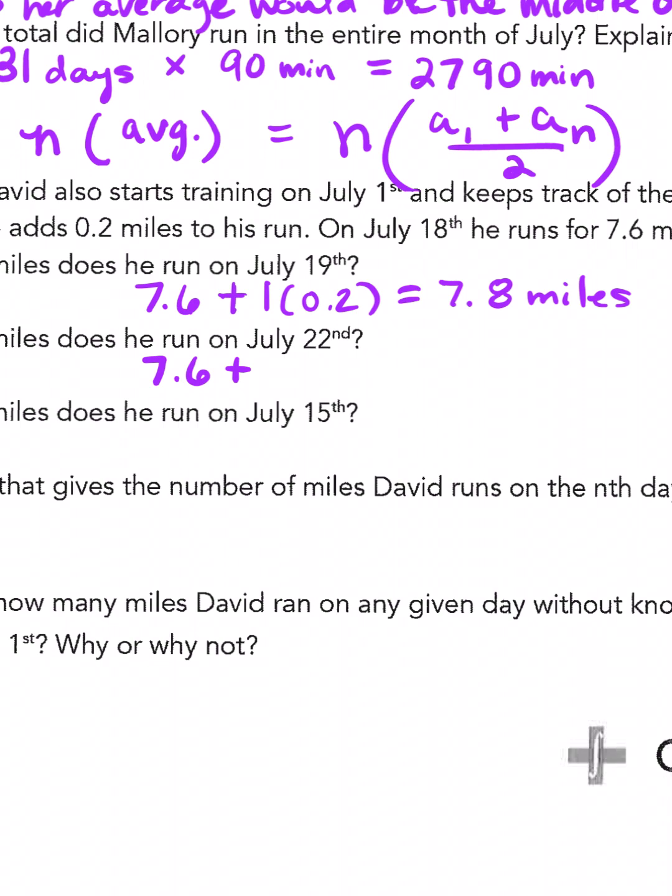Alyssa said 4. 4 times 0.2? Why 4 times 0.2? 4 days away from the 18th. Yeah, 4 days away from the 18th, isn't it? Okay. So we're coming up with a pattern again. Math is patterns. So how far did he run?